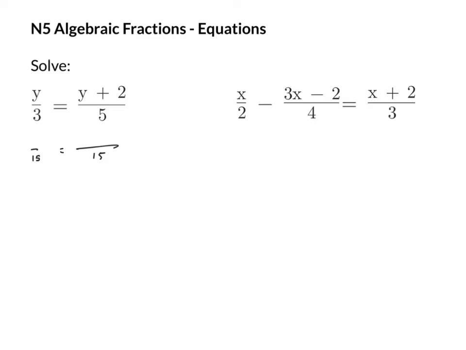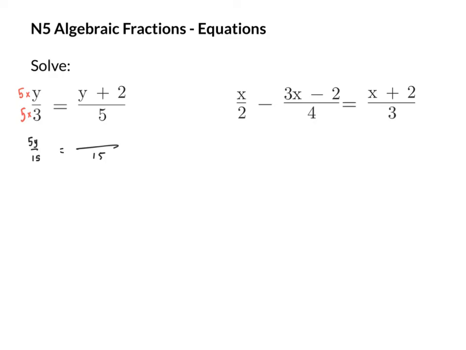Now remember, in doing that, we have changed the bottoms, but we also need to change the tops at the same time. So we have to consider this first fraction. What have I had to do to the bottom to get 15? I've had to times it by 5. If I times the bottom of my fraction by 5, I have to times the top of it by 5. Now, I don't need to multiply both sides by 5 because I haven't changed this fraction. All I've done is I've essentially unsimplified it. So my equation is still balanced.